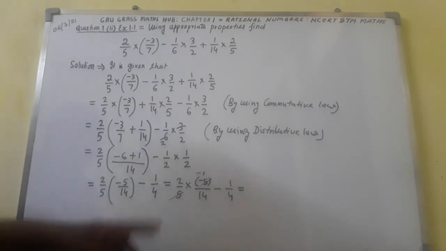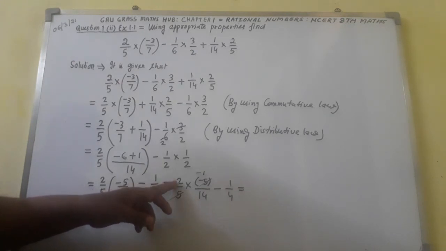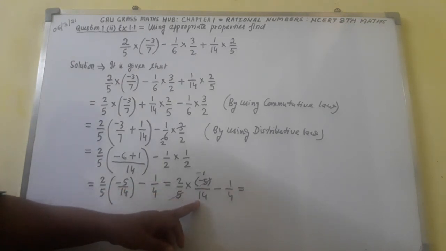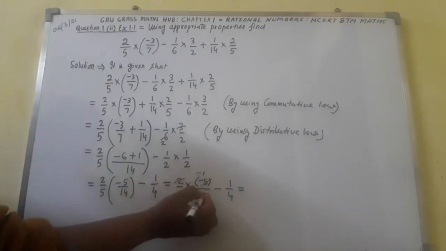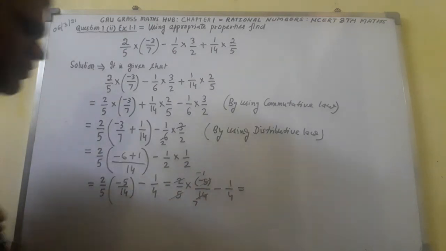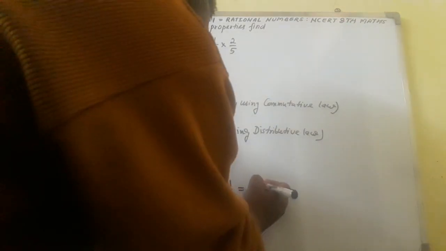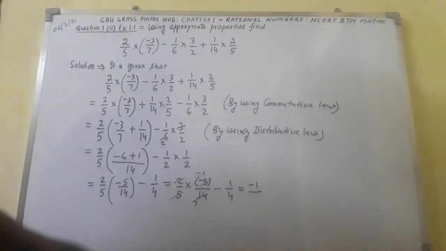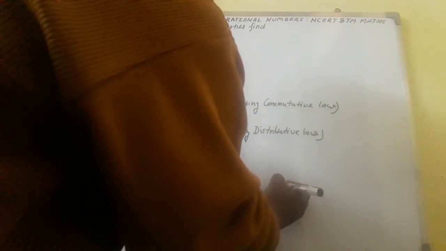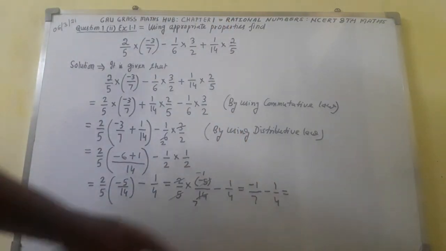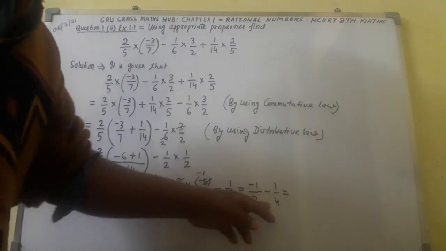Again 2 is there in the numerator and 14 is there in the denominator. So 2 and 14 will be cancelled out. So here you will get only 7. It comes out to be, in the numerator minus 1 over, and in the denominator 7, minus 1 over 4. Equal to, here take the LCM of 7 and 4.